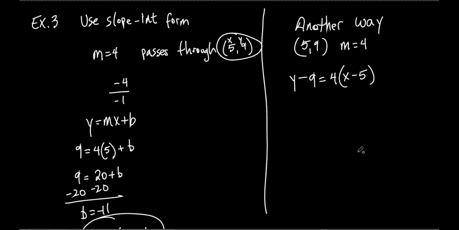What's the first thing you want to do here? Distribute, thank you. We're going to distribute. So y minus 9 equals, right? We're going to distribute that thing. So let's do it. That's 4x, what? Minus 20. See any numbers that look familiar?